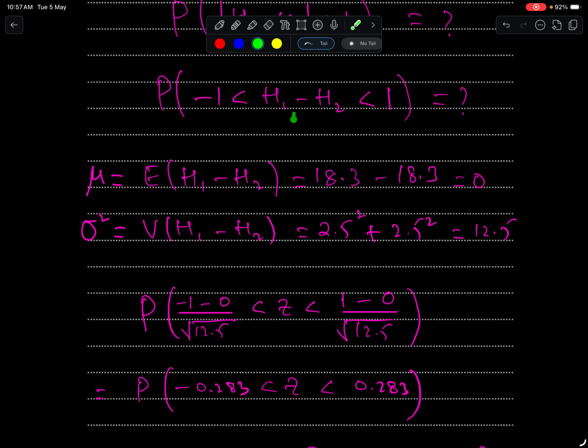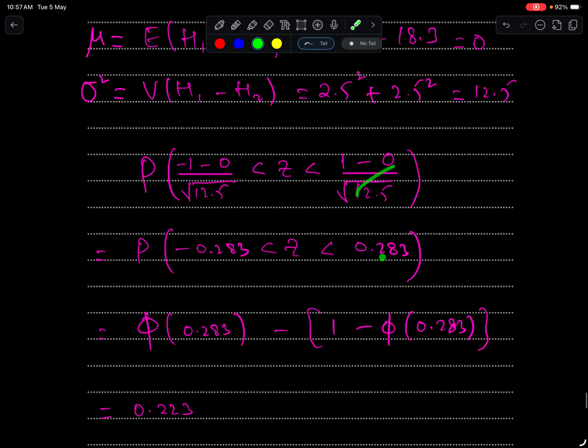Now convert this statement into z. So z minus 1 is here, mean is here, and this is the standard deviation, same as here. This is phi, this is 1 minus phi, and that's the final answer.